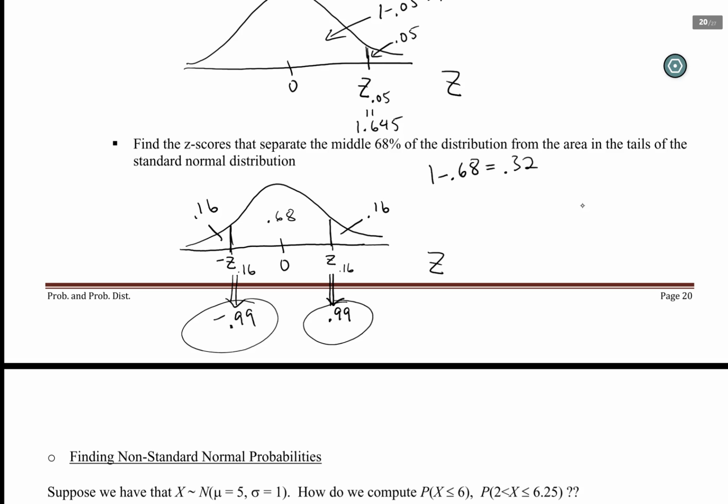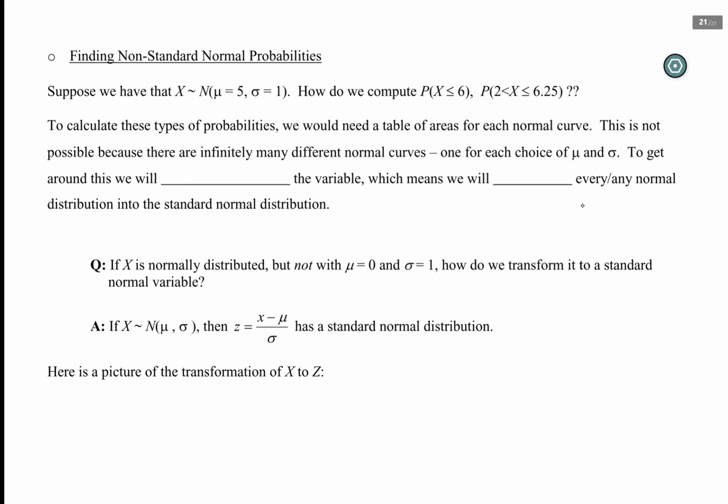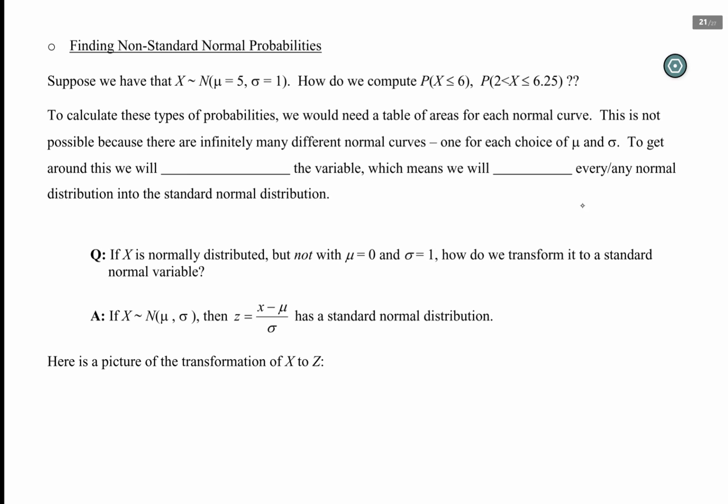Okay, so we've dealt with the standard normal curve. Let's look at the setting where we might not be dealing with a standard normal distribution. Suppose we have a normal distribution where the mean is 5 and the standard deviation is 1. The mean isn't 0, so we're not in the standard normal setting. How do we find the probability that x is less than 6, or the probability that x is between 2 and 6.25? How do we find those sorts of areas?